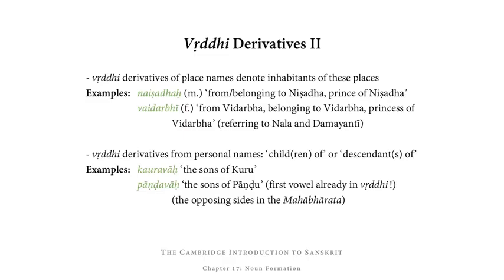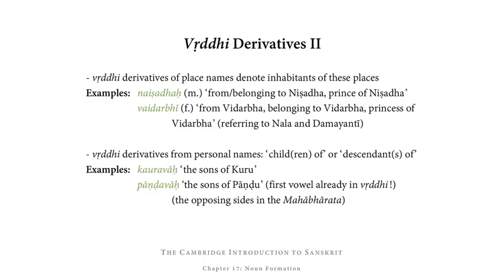Vritti derivatives, not from place names, but from personal names, refer to the children or descendants of that person. So, for example, in the Mahabharata, we have the two opposing sides in the conflict, the sons of Kuru and the sons of Pandu, who are referred to as the Kauravah and the Pandavah. Notice that here we not only have the first vowel in Kauravah and Pandavah in vritti, but also the u at the end of each name, Kuru and Pandu, has been changed so that we now have an a stem. It's not Kauru, but Kaurava.